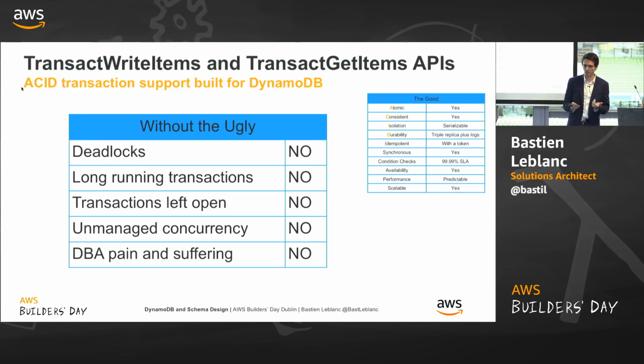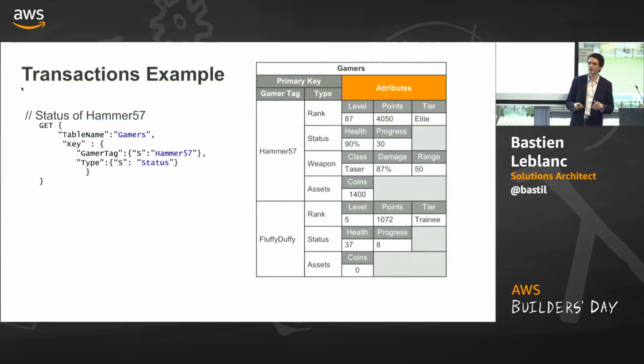You don't get a problem of long-running transactions because we are in a low latency table, and even if it would happen, it's not an issue because it's not locked. And DBA pain, well, we are in a fully managed service, so you don't have anything to consider or to work around or to monitor from your DBA perspective. So how does it work?